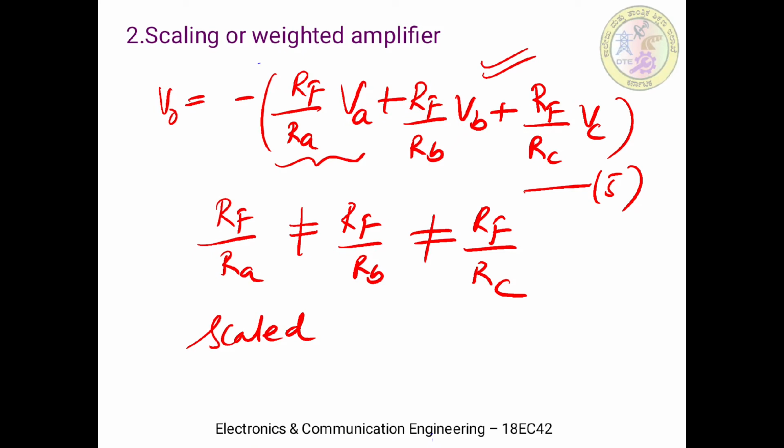Okay, but only under the condition that all the 3 resistors are the same and the RF by R ratio is 1, then it acts as a summing amplifier. So for different values of resistances RA, RB, RC, when RF by RA ratio is not equal to RF by RB ratio, which is not equal to RF by RC, we can say that it is simply acting like a weighted amplifier or a scaling amplifier.